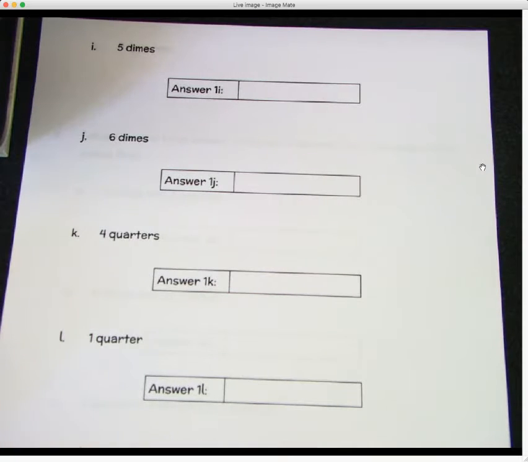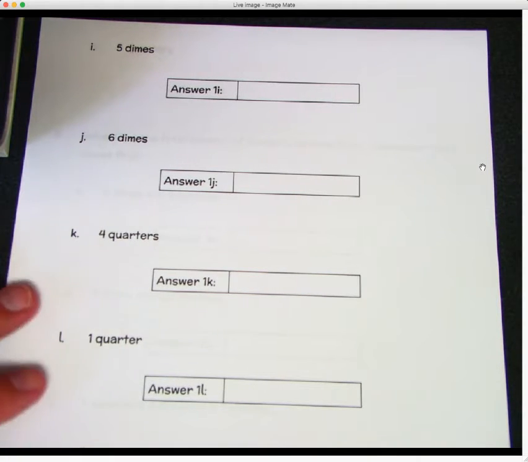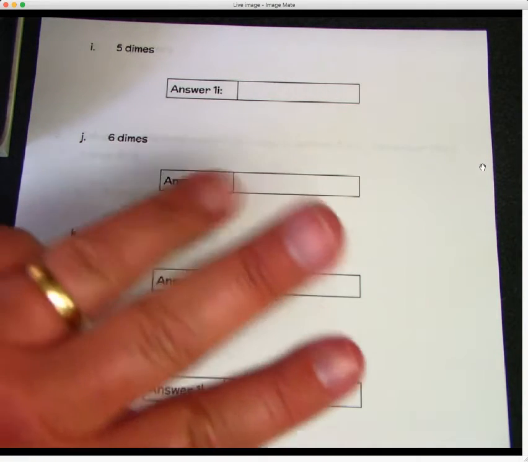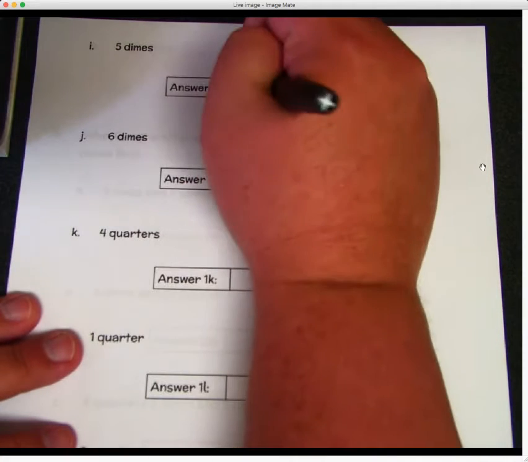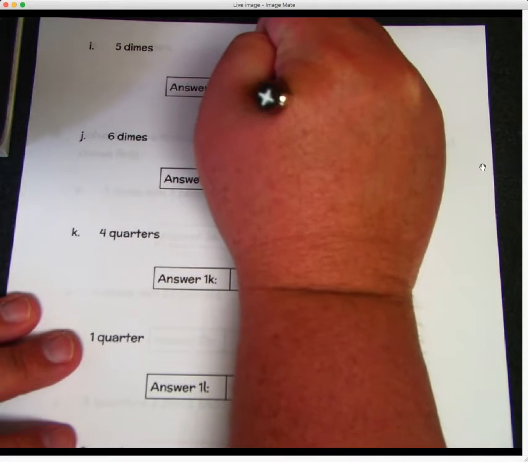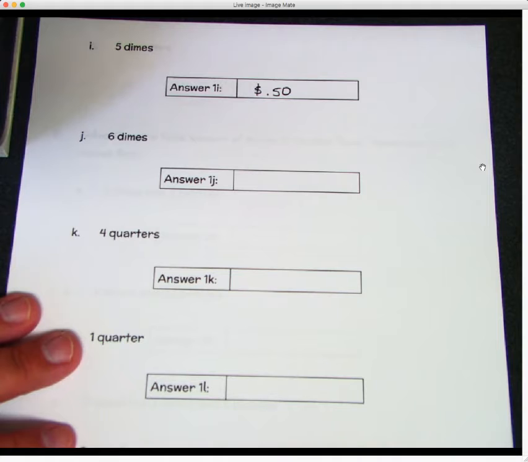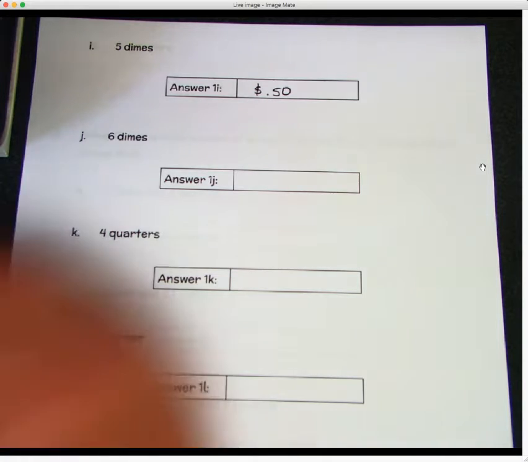5 dimes, count by tens. 10, 20, 30, 40, 50 hundredths. 6 dimes, count by 10. 6 times 10 is 60 hundredths.